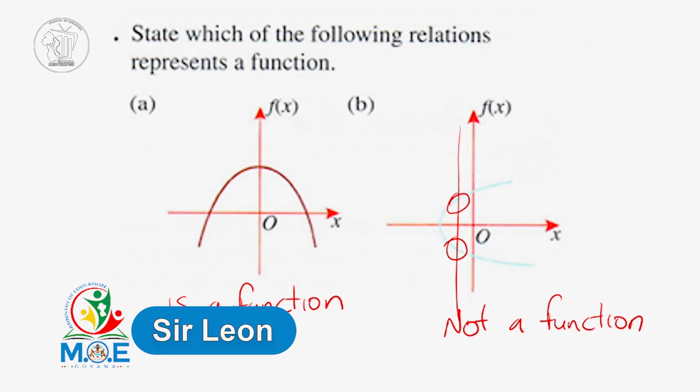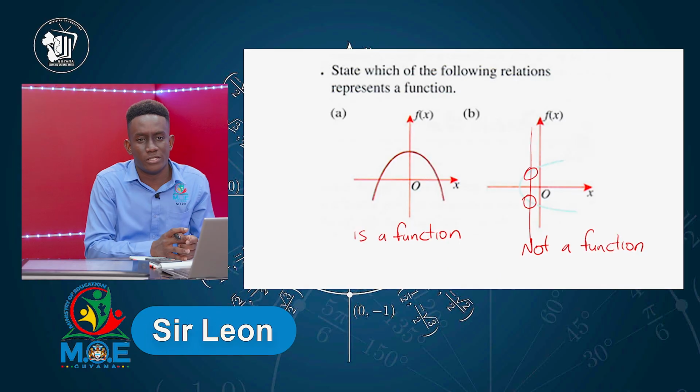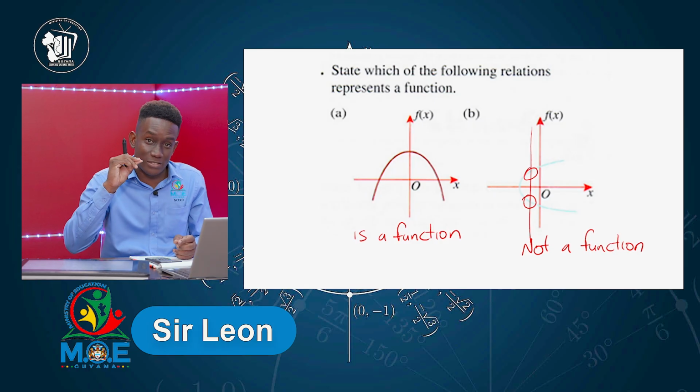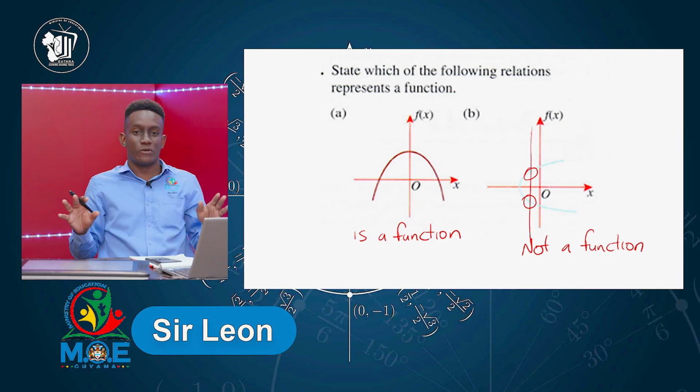And that is as simple as that. That is how you identify functions in a graph. Just do the vertical line test, and as long as it passes through more than 1 point, it is not a function.